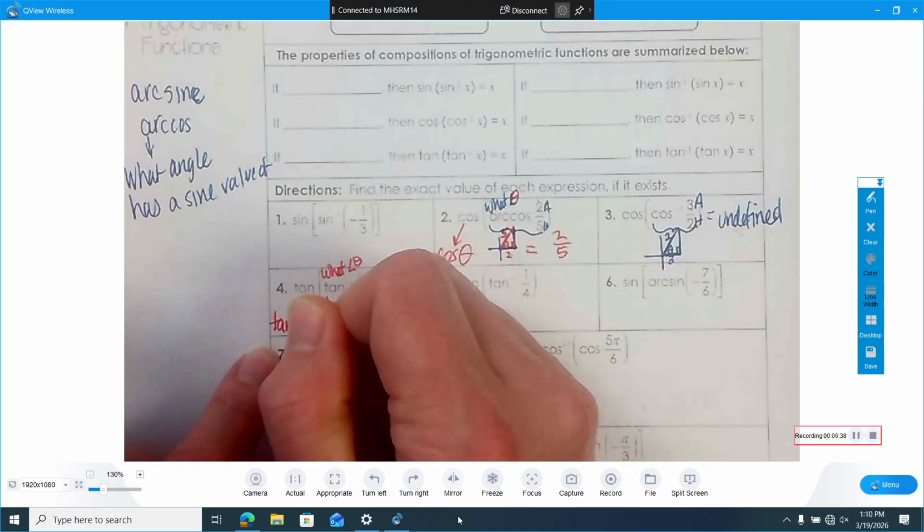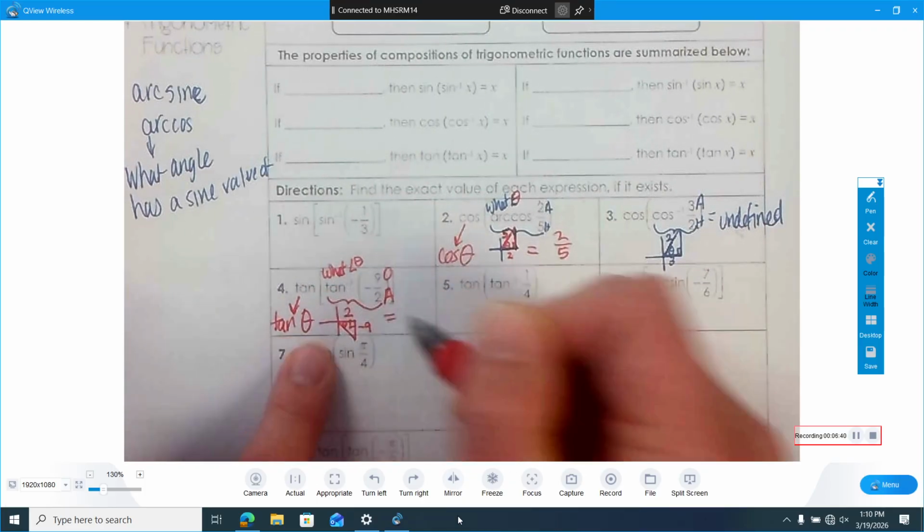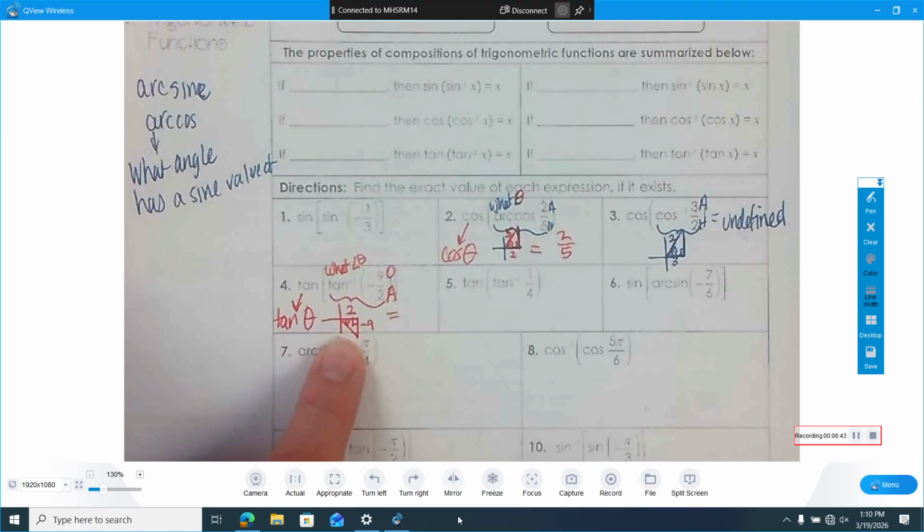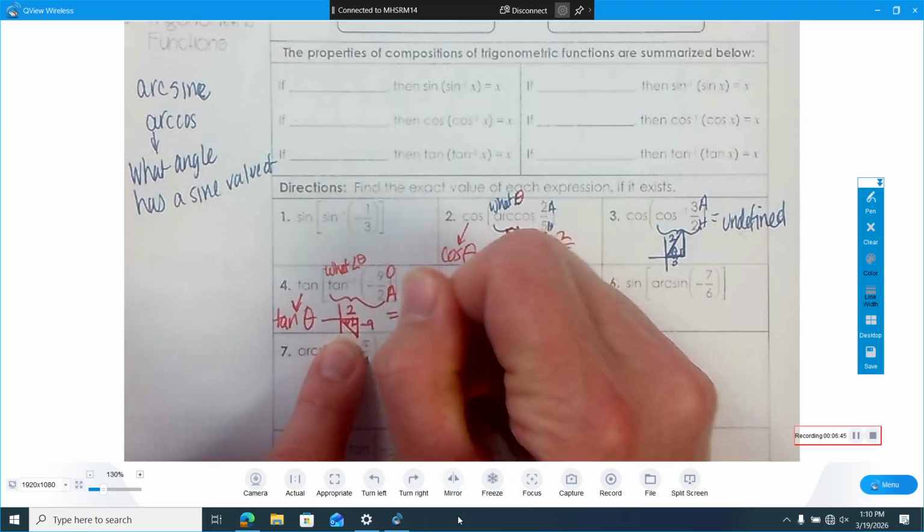Now it's asking, we go here, the tangent. Well, what is the tangent of that angle that we just drew? The same thing. Yeah, -9/2.